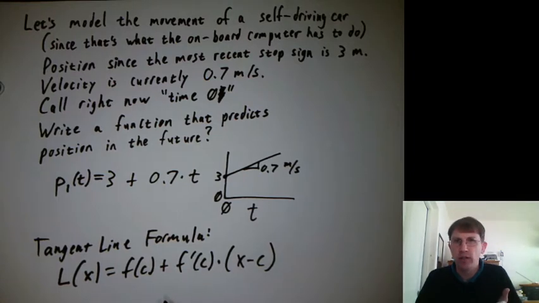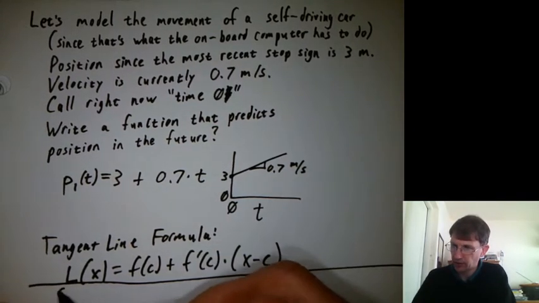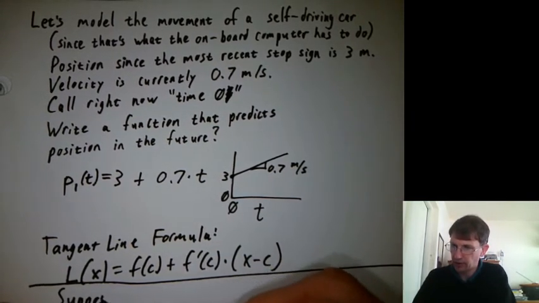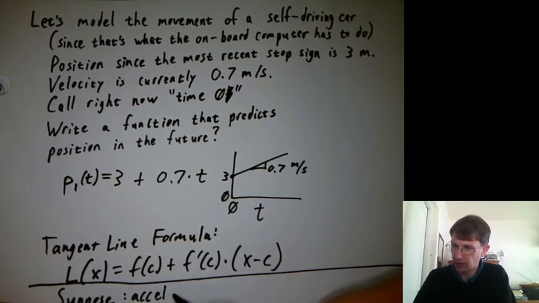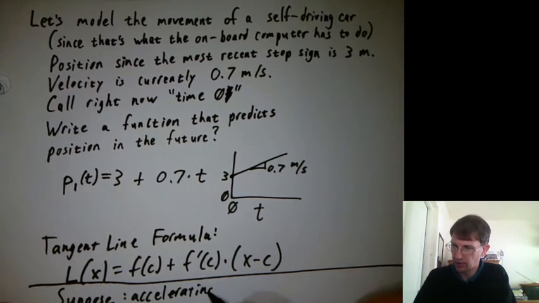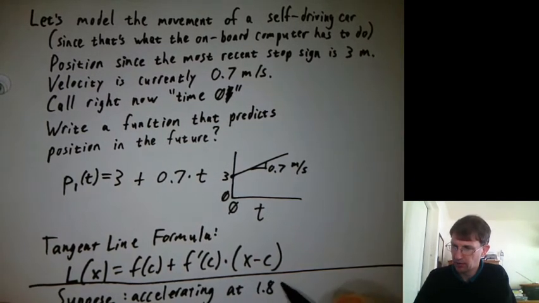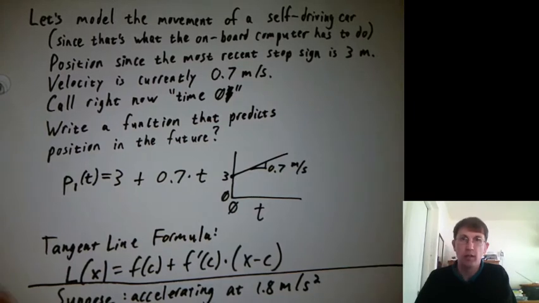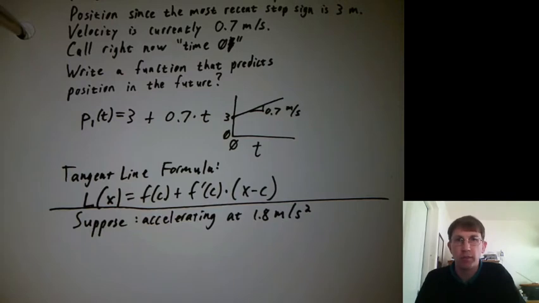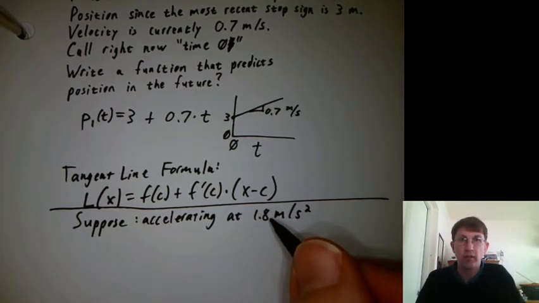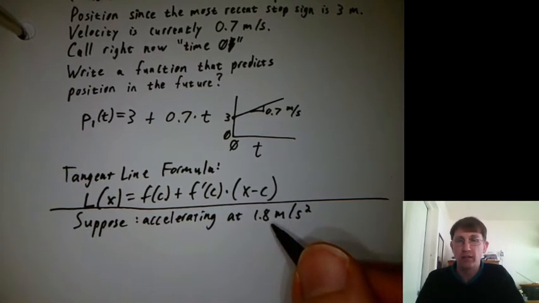Now it's my understanding that cars don't always travel at a constant velocity. There's some kind of acceleration involved sometimes. So let's talk about that. So let's also suppose we're accelerating at 1.8 meters per second squared. That's kind of a reasonable acceleration for leaving from a stop sign. If it was up around 9 or 10, that would be really hard acceleration. Your passengers would not be happy with that.